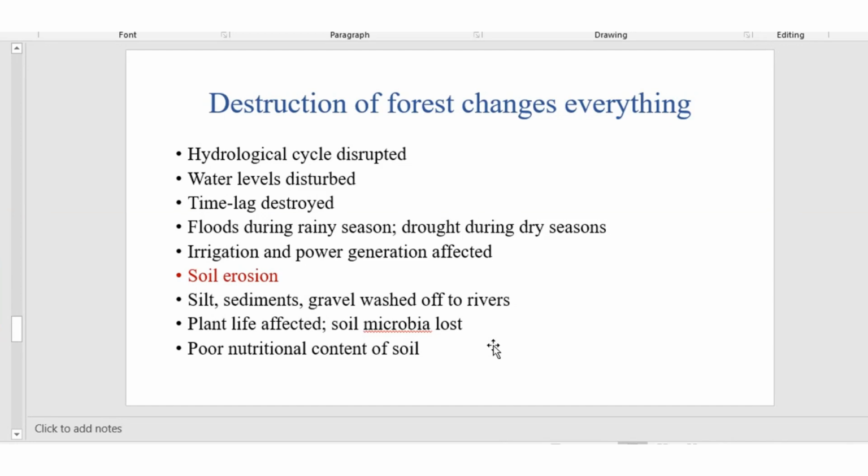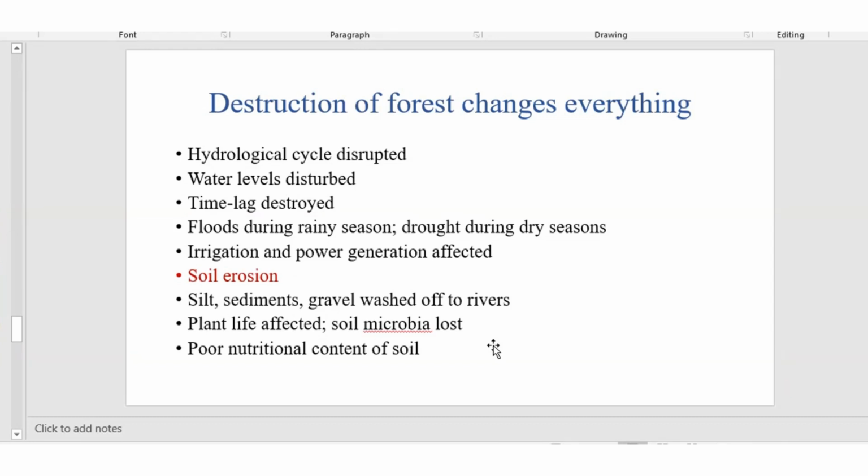But before that, can you think of some remedies or some ways to counter land degradation? Can you suggest some methods or ways we can get rid of or reduce land degradation in some way? Anyone? Afforestation. Okay, afforestation, very good. So we must plant trees. Then something else. Contour farming, strip farming. Okay.